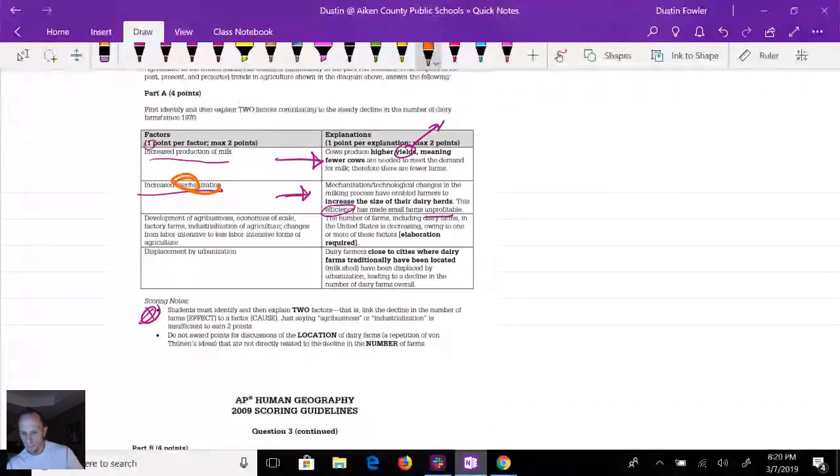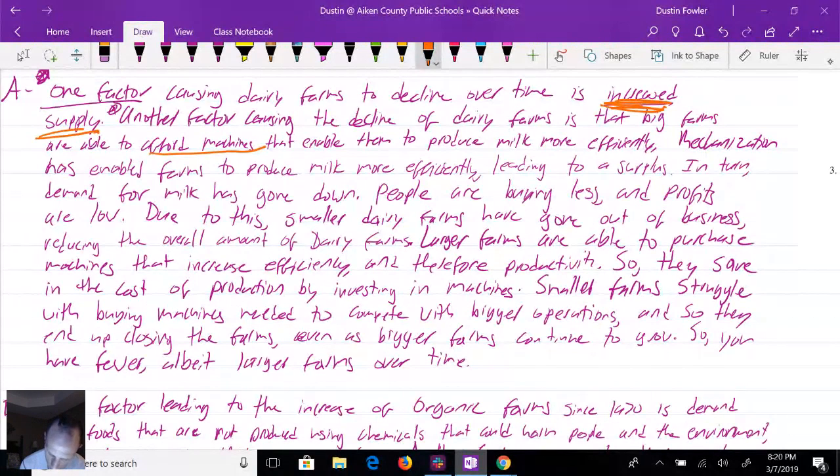Sleep tight. All right, so cows produce higher yields, meaning that fewer cows are needed to meet the demand for milk. Therefore, there are fewer farms. Let's see if that's kind of what I wrote in here. It may not be. I wrote that due to this, smaller farms have gone out of business. Larger farms are able to purchase machines that increase efficiency and therefore productivity. So they save in the cost of production by investing in machines. Small farms struggle with buying machines needed to compete with bigger operations, and so they end up closing farms.